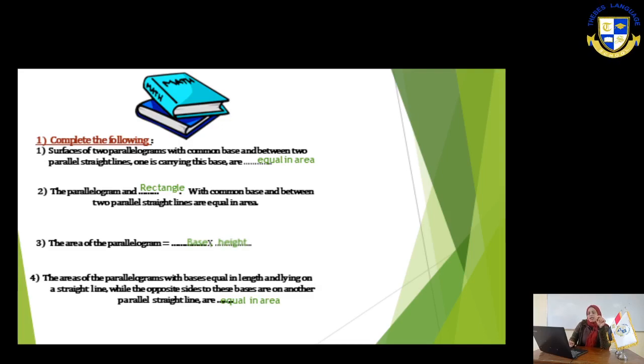Number 4: the areas of parallelograms with bases equal in length and lying on a straight line, while the opposite sides to these bases are on another parallel straight line, are equal in area. Let's move to slide number 5.